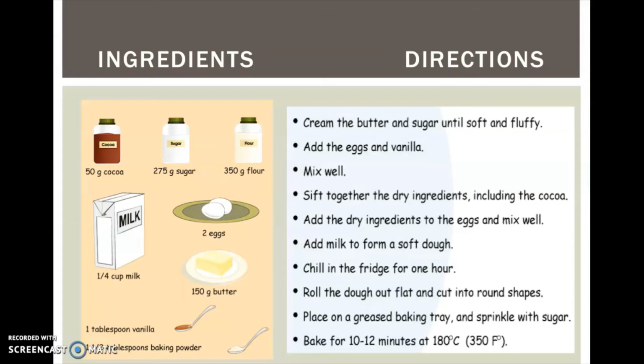Chill in the fridge for 1 hour. Roll the dough out flat and cut into round shapes. Place on a greased baking tray and sprinkle with sugar. Bake for 10 to 12 minutes at 180 Celsius or 350 Fahrenheit. In Kuwait, we use Celsius.